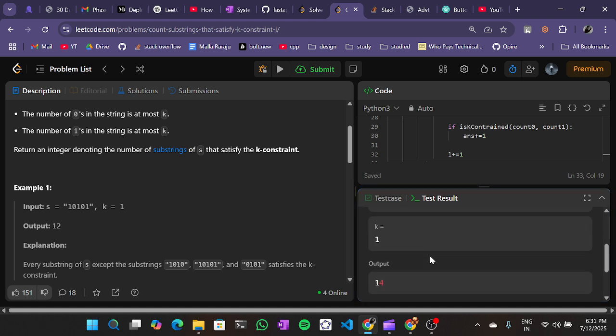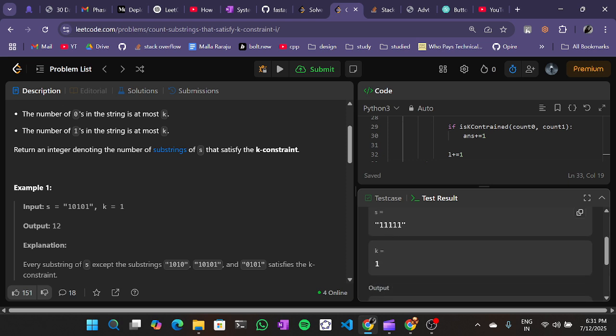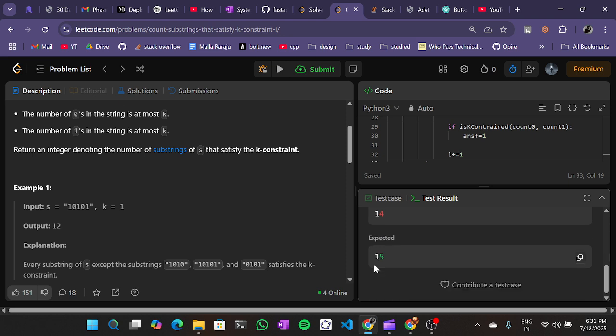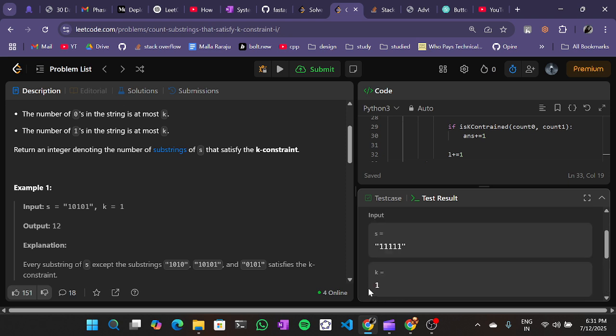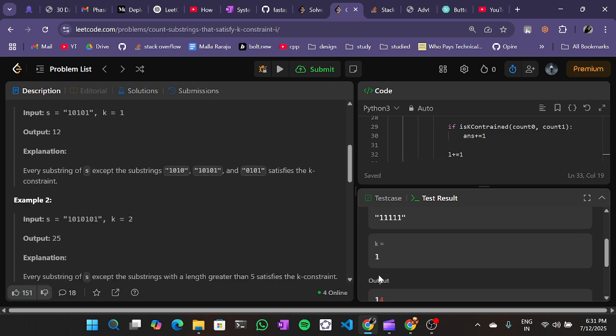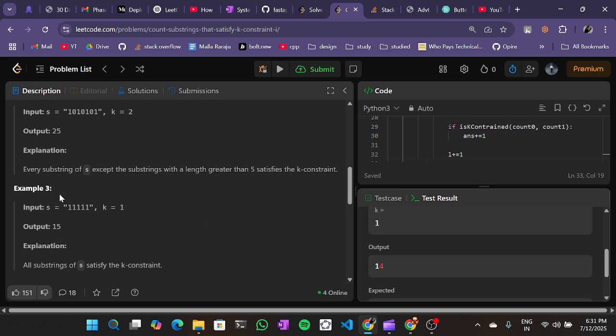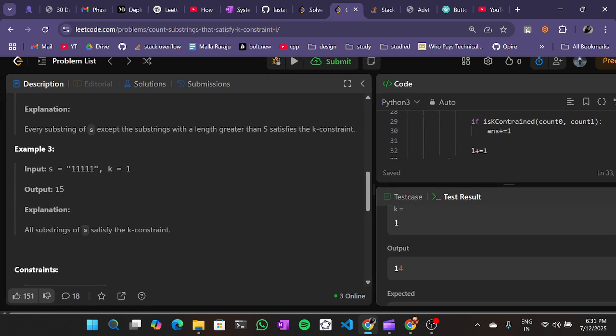Let's check what's going wrong here. We are given k equals 1. So why do we get 14? We should have at most 1. I think this is the issue. Let's check here.